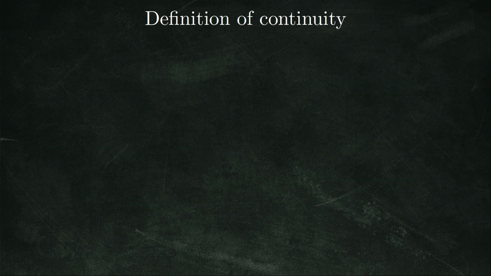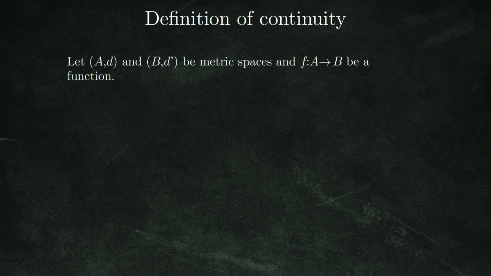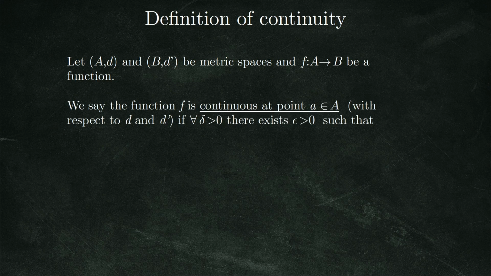Let's now look at a formal definition of continuity. So if A, d and B, d prime are metric spaces, and f maps A to B, and this is a function, then we say the function f is continuous at a point a in the domain, and we will often drop this, but it's always implied that it's with respect to the metrics d and d prime, if for any delta greater than 0 there exists an epsilon greater than 0 such that d prime of f of x, f of a is less than delta whenever d of x and a is less than epsilon.